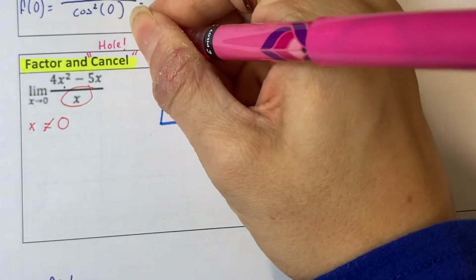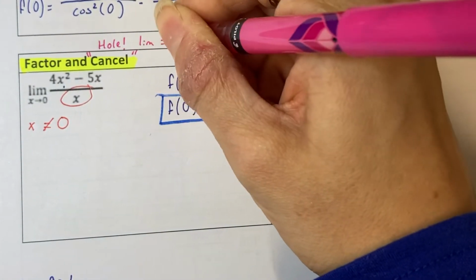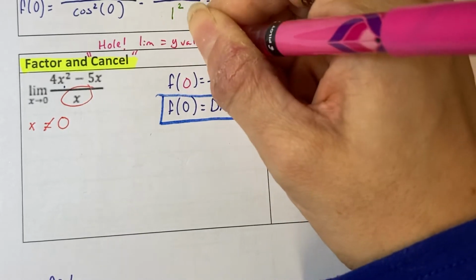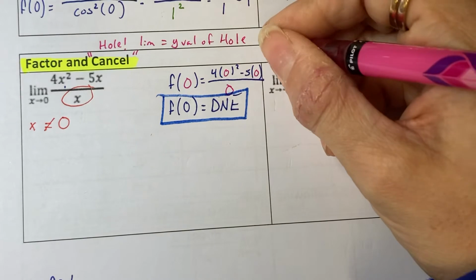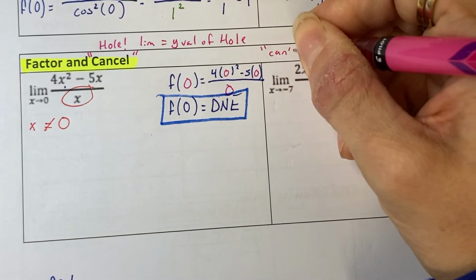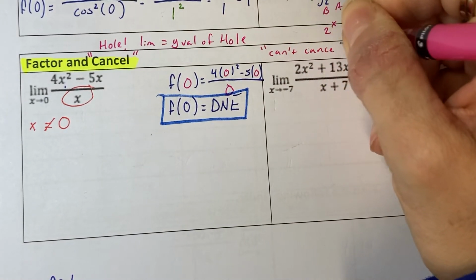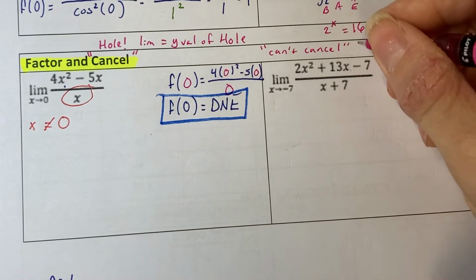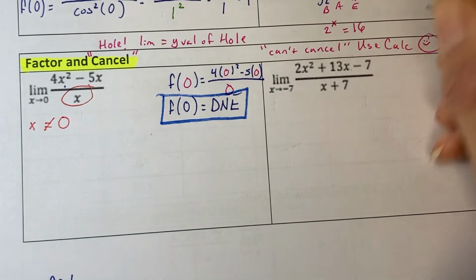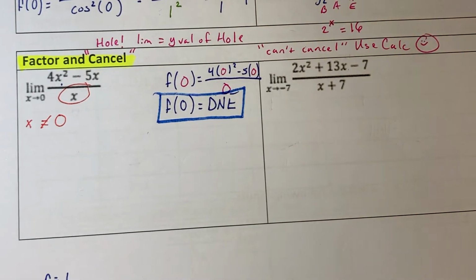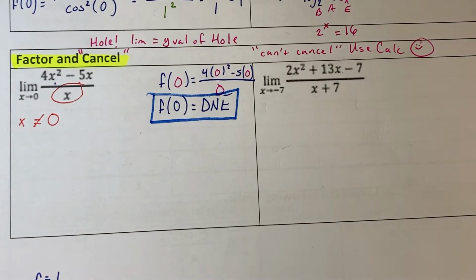So factor and cancel, hole: the limit equals the y value of the hole. If it can't cancel, then we're going to use our calculator to figure out graphically what is going on with that function. So let's go ahead and try to factor this one.